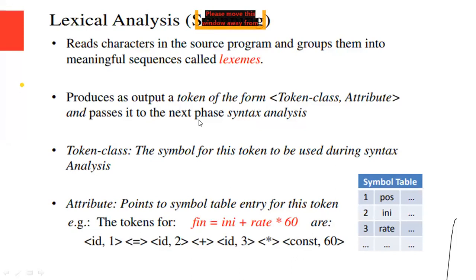So what is the next phase? That is the syntax analysis. The first phase reads characters in the source program and groups them into meaningful sequences called lexemes, and generates an output for the next phase, that is the syntax analysis. The output is in the form of token class comma attribute. So here, what is the token class? The symbol for this token to be used during syntax analysis.